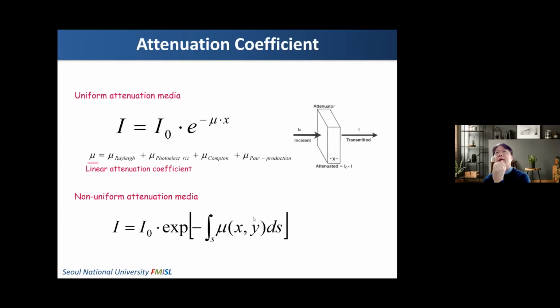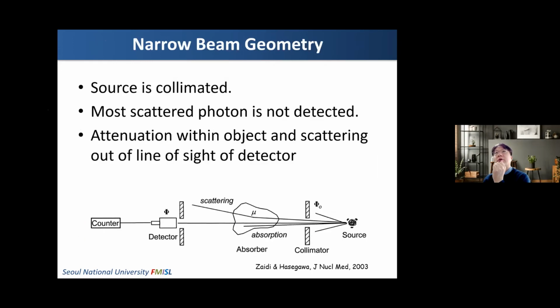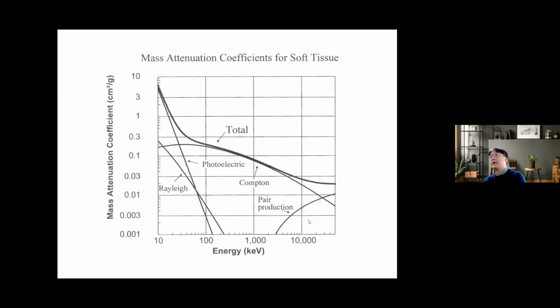Anyway, let me show you this figure first. This figure shows the different contributions of four different mechanisms to photon attenuation, depending on the energy of the incident photon. The x-axis stands for the energy of the incident photon, and the y-axis is the attenuation coefficient. With lower energy, you can see here that Rayleigh scattering has a higher contribution, but its contribution drops quickly.